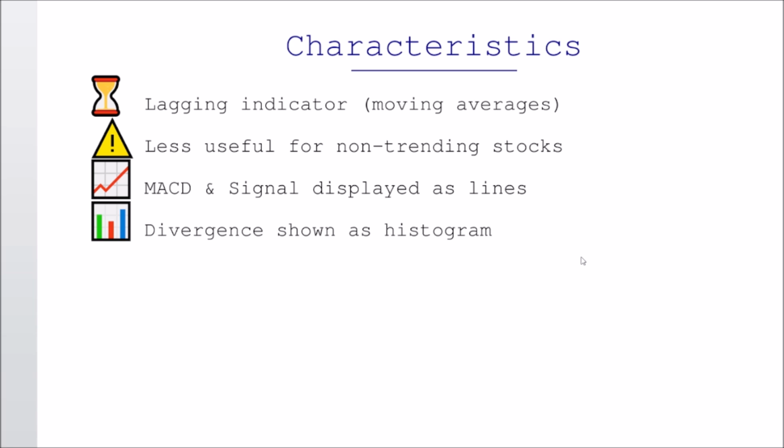Characteristics: it is definitely a lagging indicator, and less useful for non-trending stocks. MACD and signal are displayed as lines, and divergence is shown as a histogram. We all know that every kind of indicator lags, unless you are utilizing price action. If you are not getting any price action, all of this is a lagging indicator because it utilizes historical data. But it doesn't mean that it is not useful.